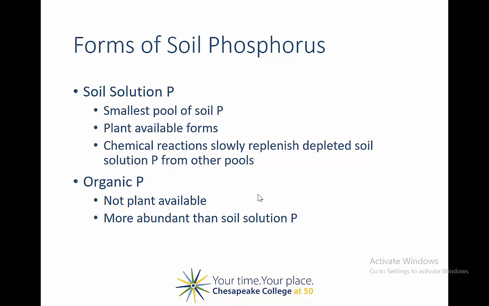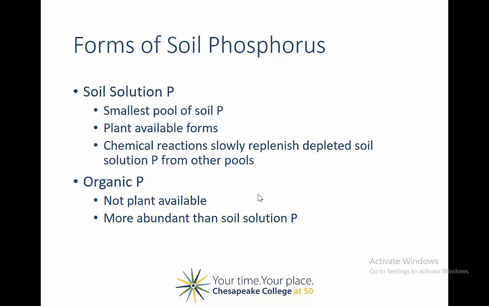Let's see if I put the slide. Right. So that was the slide I thought. We've got our solution pool, just in words, pictures and words. So we have those chemical reactions from those other forms of the phosphorus that slowly replenish that plant available P pool. Okay? So they're held sometimes in those other forms, those other pools of phosphorus, and as the plant draws out that solution P, they get replenished in other forms.